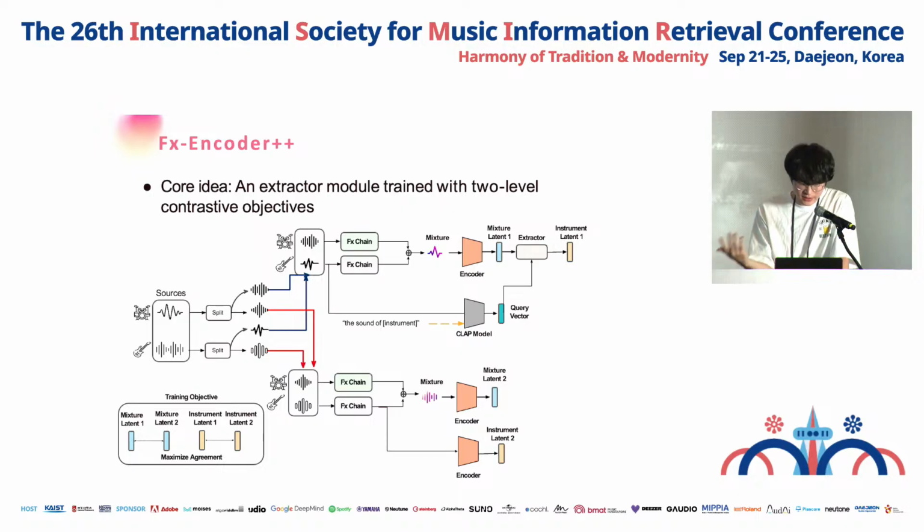And simultaneously, another encoder will extract the stem-level audio effect information from the other guitar track. So we can try to maximize the agreement between instrument latent 1 and instrument latent 2. And that is our model.